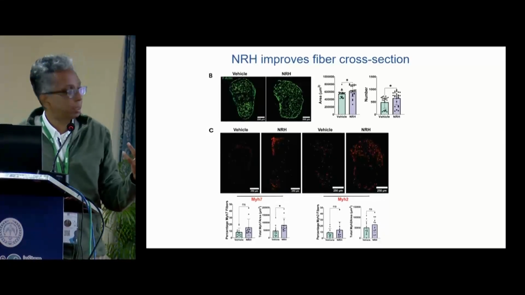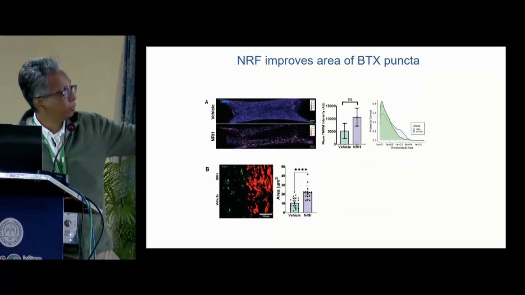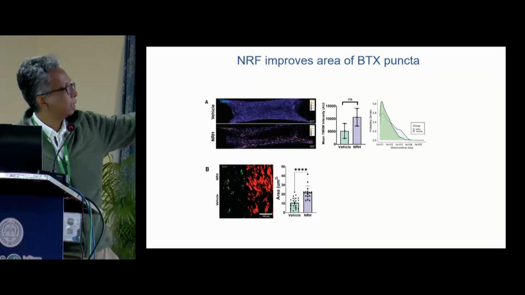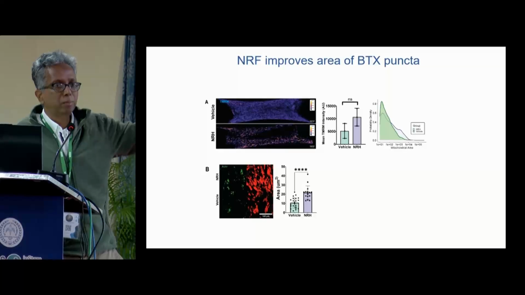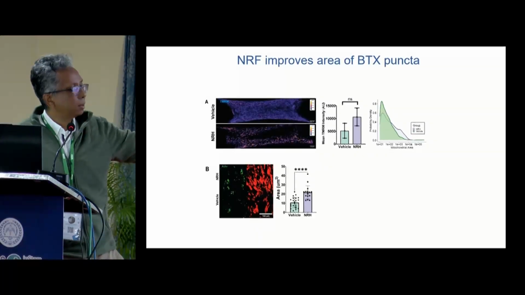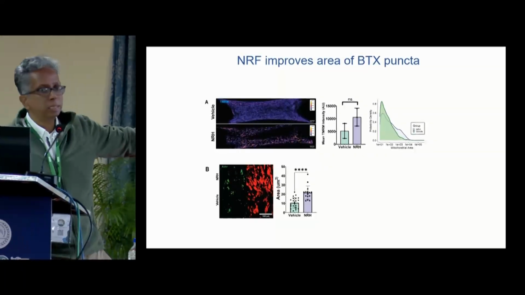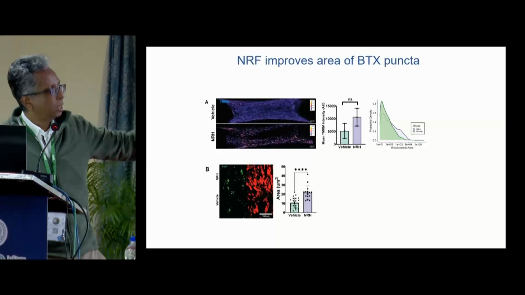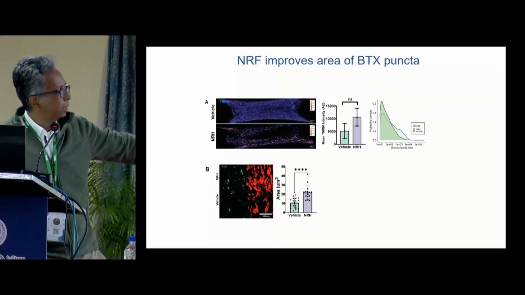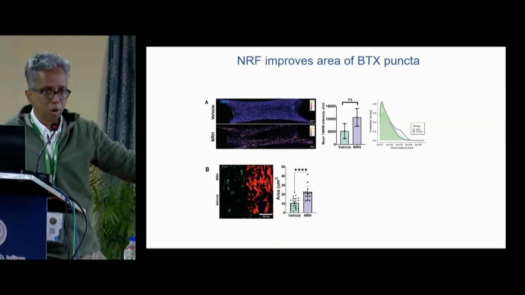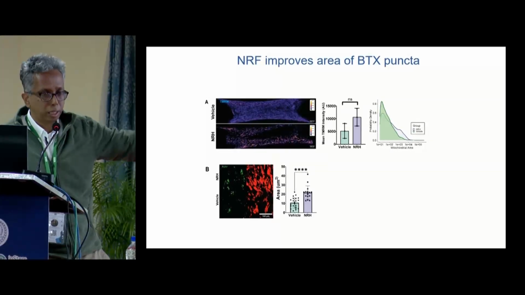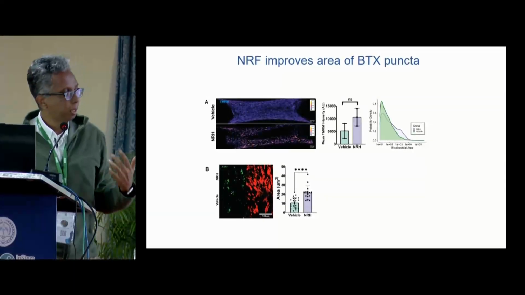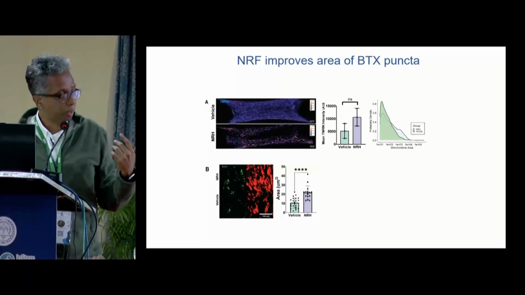maybe people are right. But in fact, now this is a TMRM staining of mitochondria in the fibers, and NRH treatment does increase the TMRM intensity, telling you that, yeah, the mitochondria are better aligned in these organoids. We also found that there are bigger puncta of these AChR clusters that you can see below with NRH treatment. So all of those things told us that maybe this compound is actually quite beneficial.